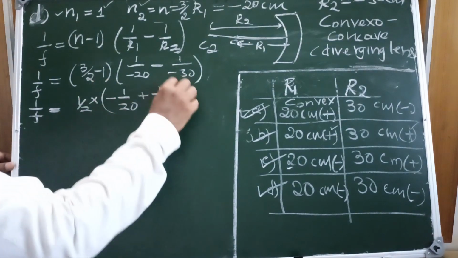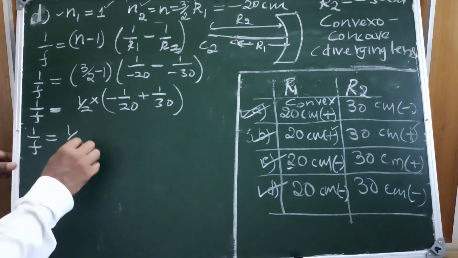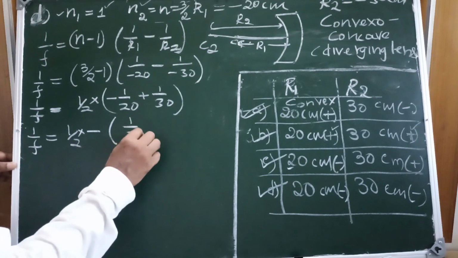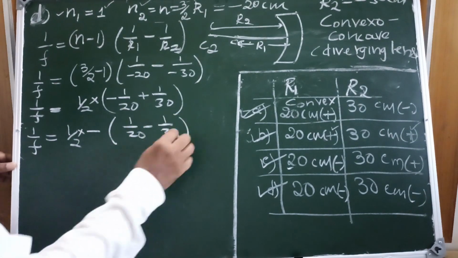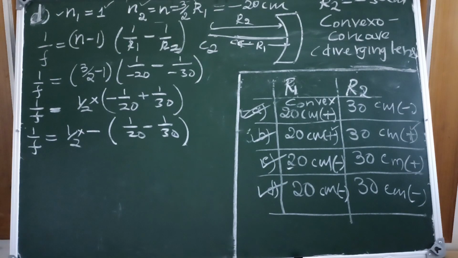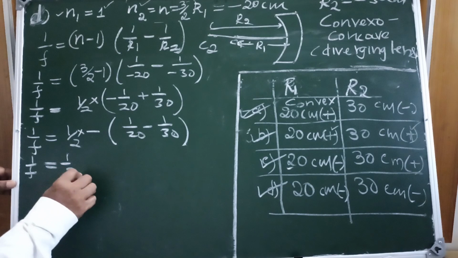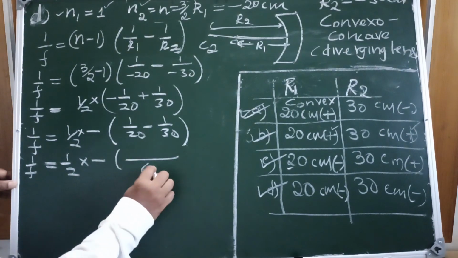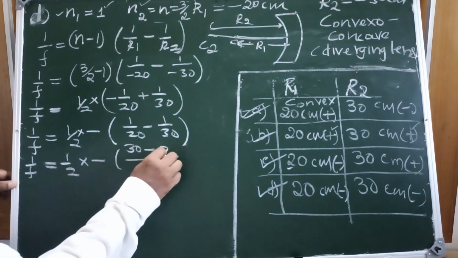You are getting, okay. Again, if you keep the minus outside, it is half, and you are getting 1 by 20 minus 1 by 30. Then again if you simplify, 1 by f is equal to half into minus, here again you are getting LCM 600, you are getting 30 minus 20.